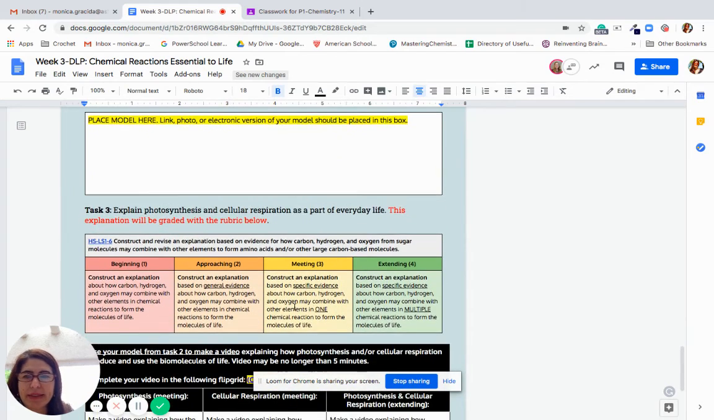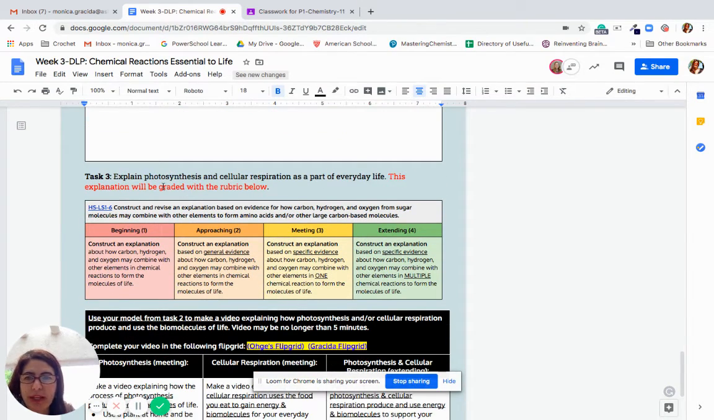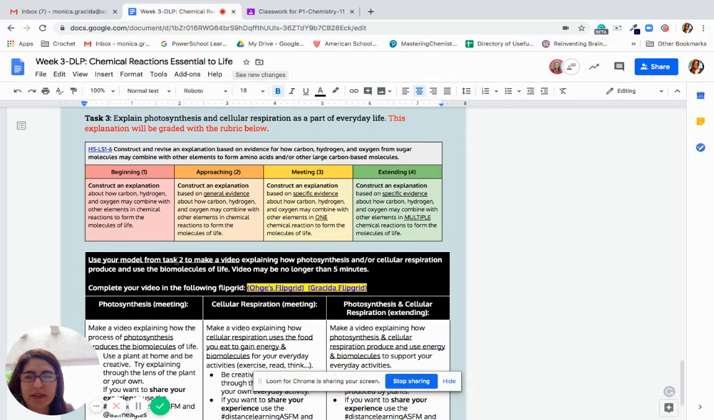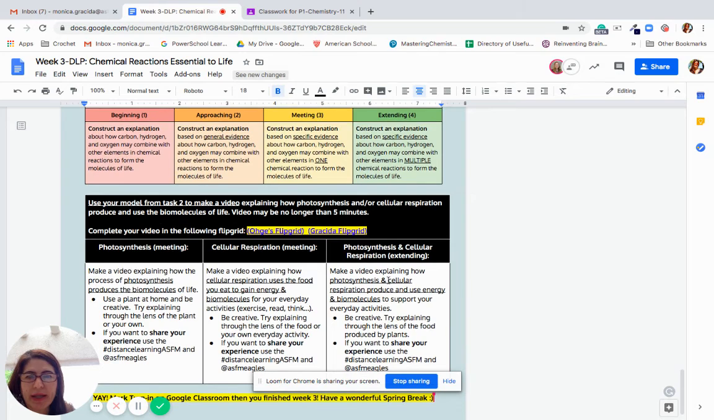And then the task 3 would be the explanation about the model, explanation of photosynthesis and cellular respiration. So here is again the rubric. And you're going to use the model that you did on task 2 to make this video. You're going to do this video through Flipgrid. So my students, please click on this link, Gracida Flipgrid, so that you submit your video. And again, we have the meeting level.